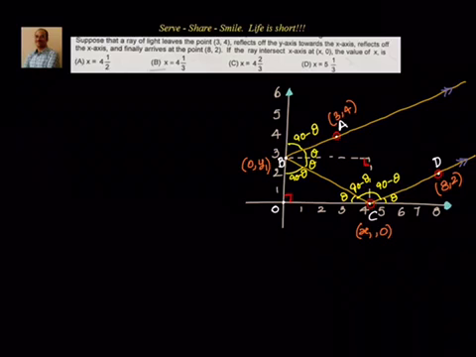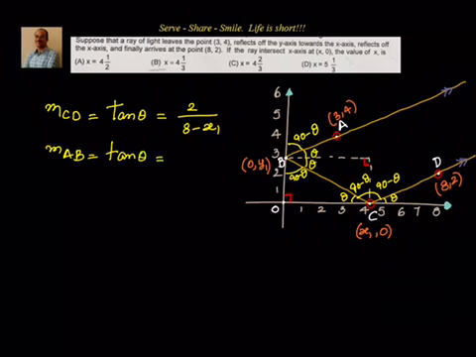So we'll try to find it out. First let's write down the slope of CD. We'll write m of CD is equal to tan theta from the figure. Tan theta equals (y2 minus y1) divided by (x2 minus x1). So can I say 2 divided by (8 minus x1). Let us also find out the slope of AB. Again tan theta, that's equal to (4 minus y1) divided by 3.